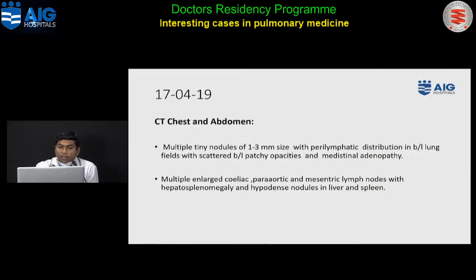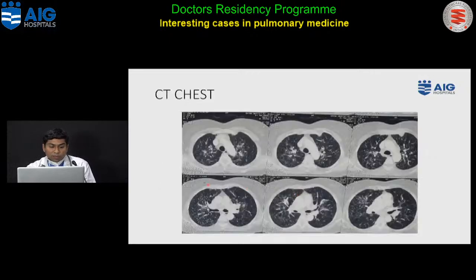In the CT scan chest, there were bilateral patchy opacities and mediastinal lymphadenopathy. There were large adenopathy in the abdomen, celiac, paraaortic, mesenteric lymph nodes, hepatosplenomegaly, and hypodense nodules in the liver and spleen. So this is the CT scan lung parenchyma, which is showing fine nodularity.